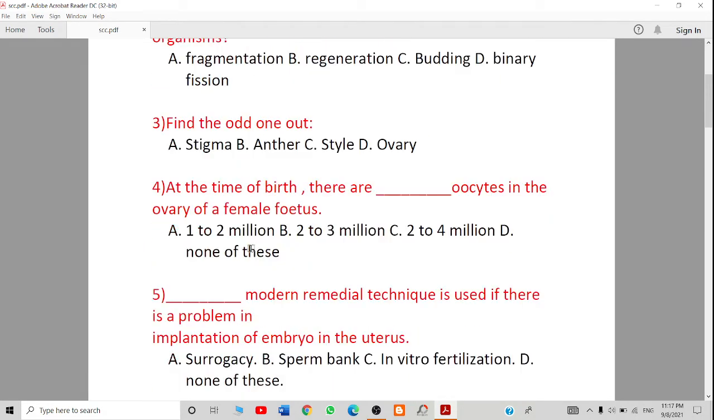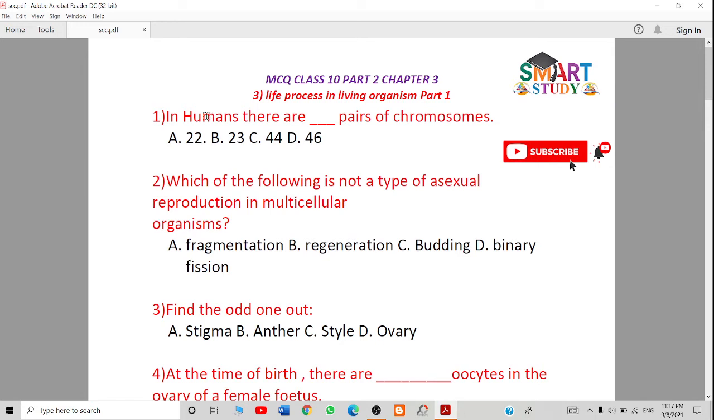I will give some MCQ questions about this chapter. You can learn them. The first is: in humans there are dash pairs of chromosomes. Means in humans there is a number of pairs of chromosomes. It asks for pairs, not the number, because there are mainly 46 chromosomes, and in pairs, 23 pairs of chromosomes are present.